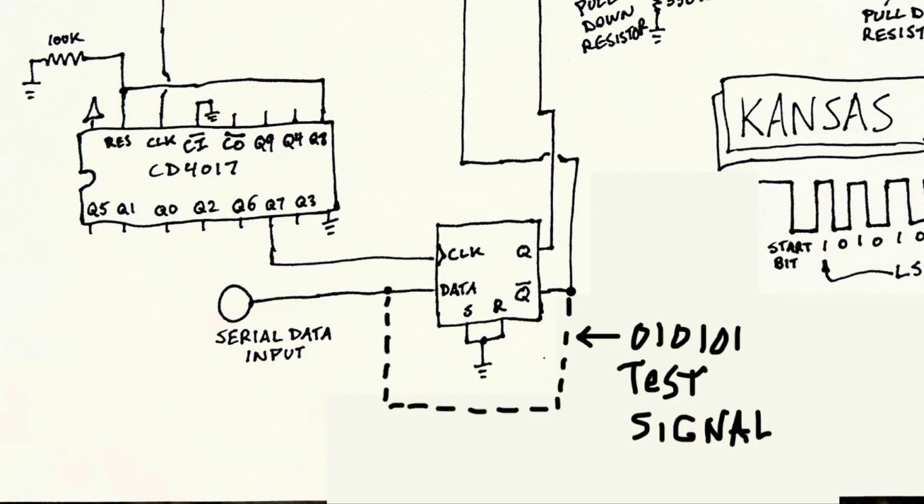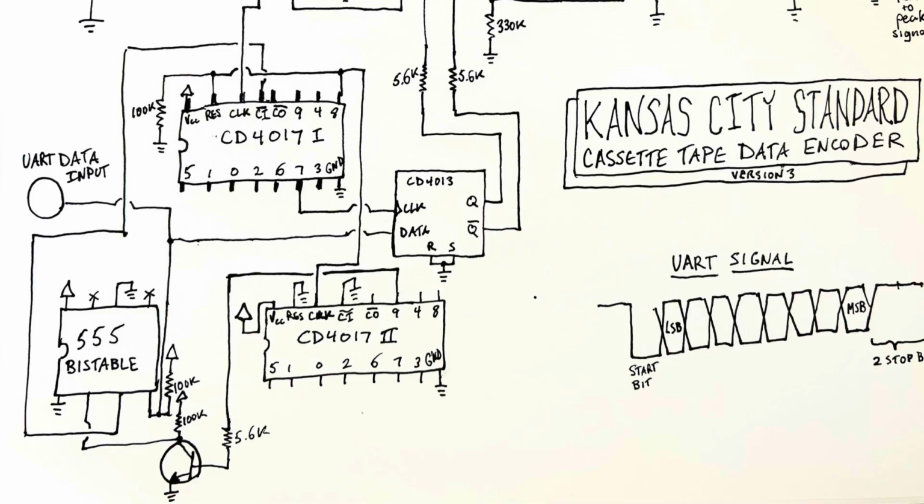So how to do this? Instead of my original design, which is here, I added two more components: a 555 timer in bistable mode, which would basically provide a synchronization start, and another counter that would count off the bits and stop the count when there's no data coming in.